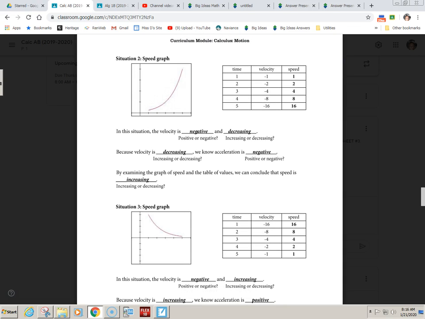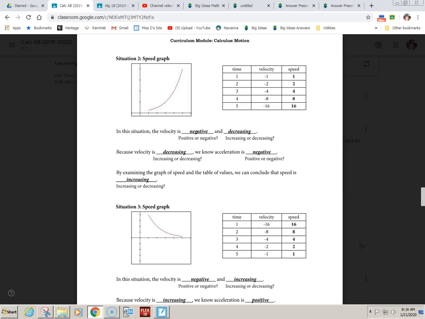I see velocity is negative and going more negative, hence decreasing. Velocity is decreasing, which means acceleration is negative. And by the way, looking at my speeds, hey, look, they're increasing. Now, that might be something that jumped off the page to you, or it might not have been. But isn't it weird that velocity is decreasing, but speed is increasing? Does that sound weird in your head at all?